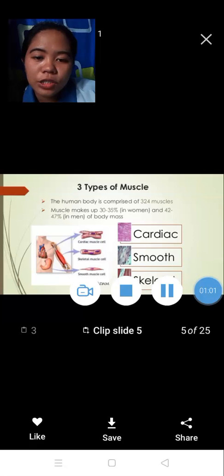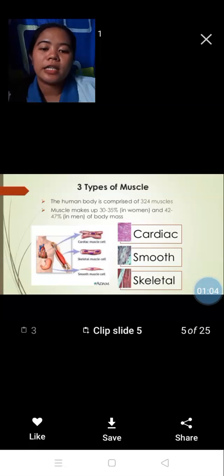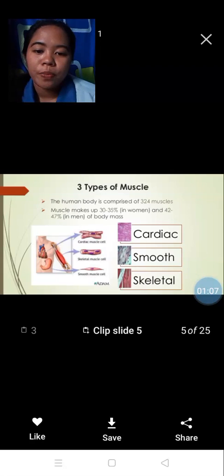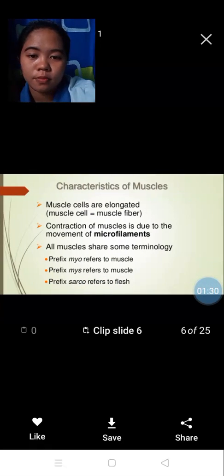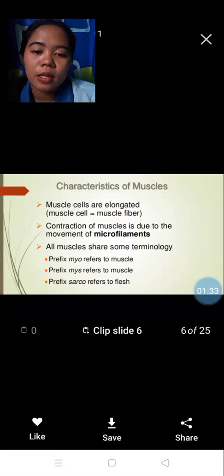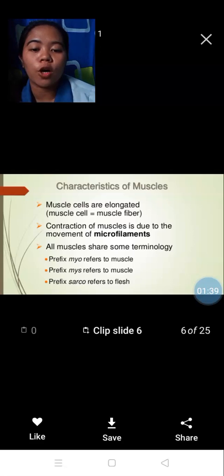We have here the 3 types of muscle: cardiac, smooth, and skeletal. The human body is comprised of 324 muscles. In bones, we have 206 bones, and in muscles, 324 muscles. Muscles make up 30-35% of body mass in women and 42-47% in men. The muscle cells are elongated, and contraction of muscles is due to the movement of microfilaments. Also, all muscles share some terminology.